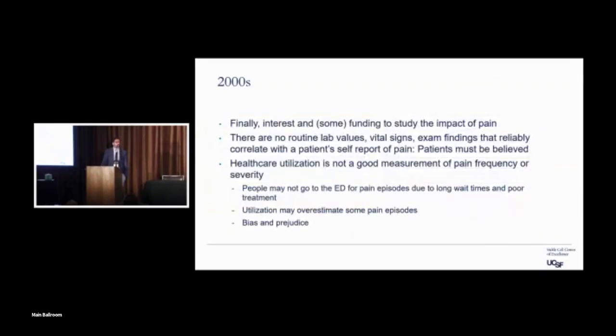In the 2000s, again, shocking to me that it took this long, there was finally some interest and some funding to study the impact of pain. And we really started to realize there's really no routine lab values, exam findings, or vital signs that correlate with pain. We can't assess pain in an objective way without understanding the patient's report. And healthcare utilization was not a good way to study this either. We learned that people might not go to the ER for pain episodes due to long wait times and poor treatment. Utilization may overestimate pain episodes.